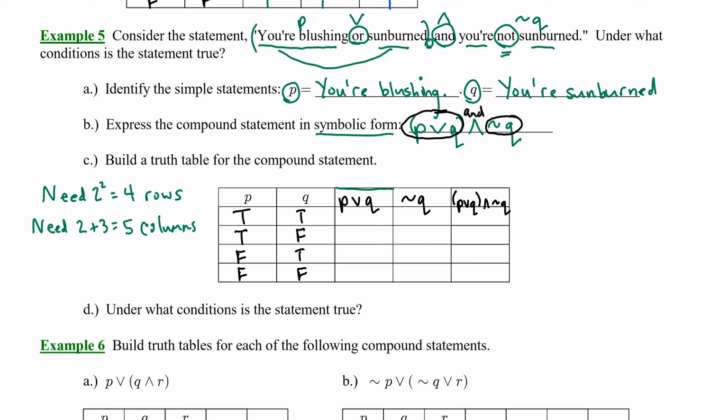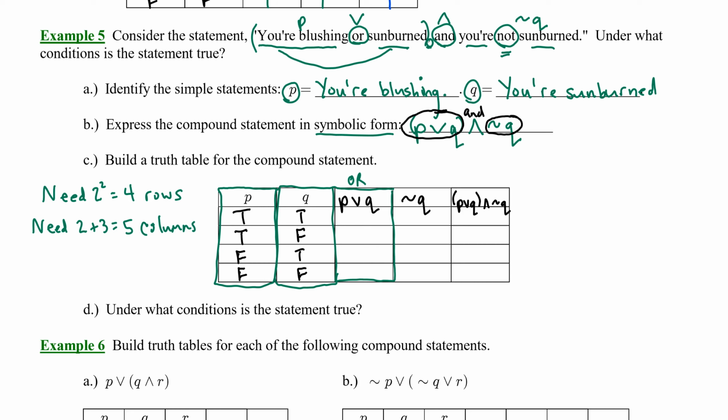Starting with this column, in order to determine if the statement P or Q is true, I'm going to look at the truth value for P and the truth value for Q row by row. And I'm going to keep in my mind the rule for OR. A disjunction is false only when both components are false. Or another way to think about it, a disjunction is true if at least one component is true.